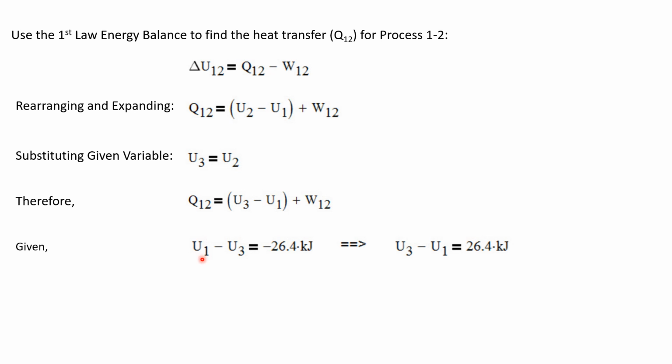We were also given that U1 minus U3 is minus 26.4 kilojoules. Well, this implies that U3 minus U1 is going to be a positive 26.4 kilojoules. We can now substitute these values and solve. Q for process 1, 2 is equal to U3 minus U1, which is 26.4 kilojoules. And then we add the work term. The work done by process 1, 2 is 10.5 kilojoules. So we get the heat transferred in process 1, 2 is 36.9 kilojoules.